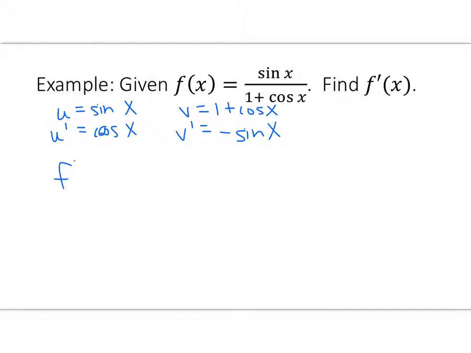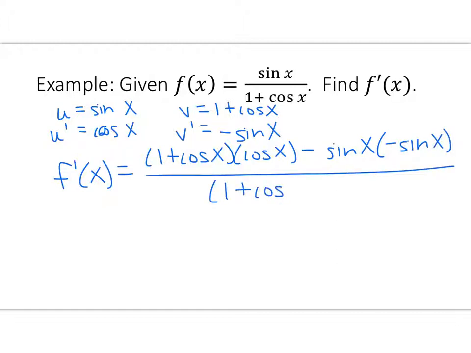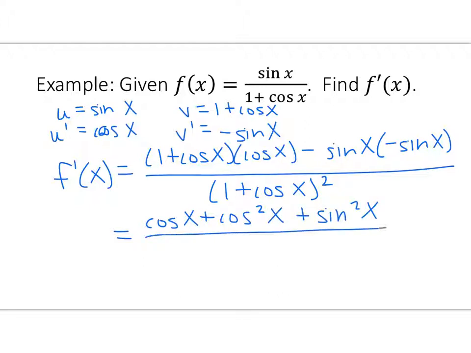So to get my derivative, f prime of x, that's low, 1 plus cosine x, d high, the derivative of the high was cosine x, minus high, sine of x, d low, which is negative sine x, all over the low squared, 1 plus cosine x squared. Low d high minus high d low, over low squared. It's my yodeling time. Now I have cosine x plus cosine squared x plus sine squared x all over 1 plus cosine x squared.